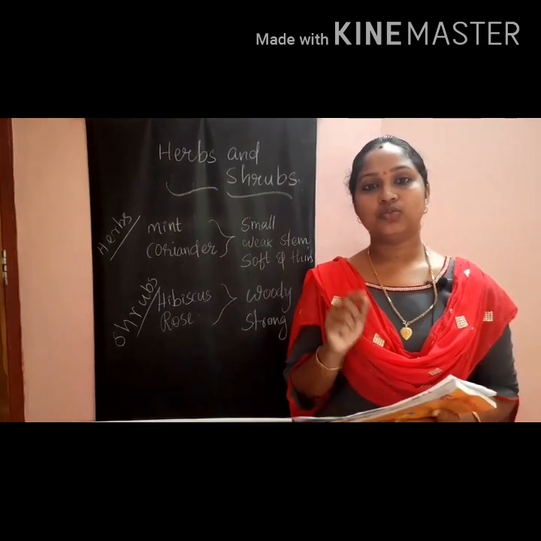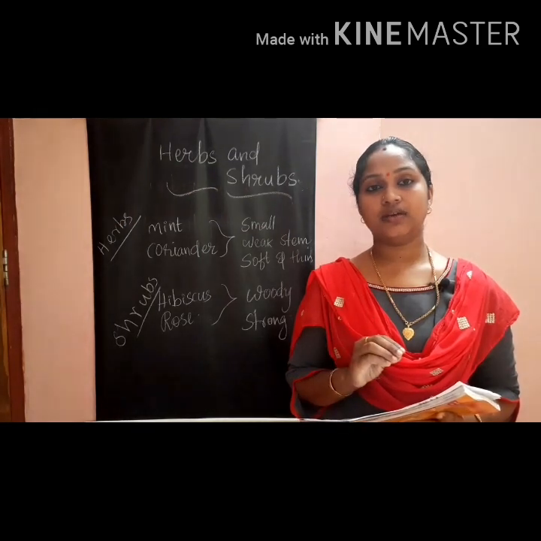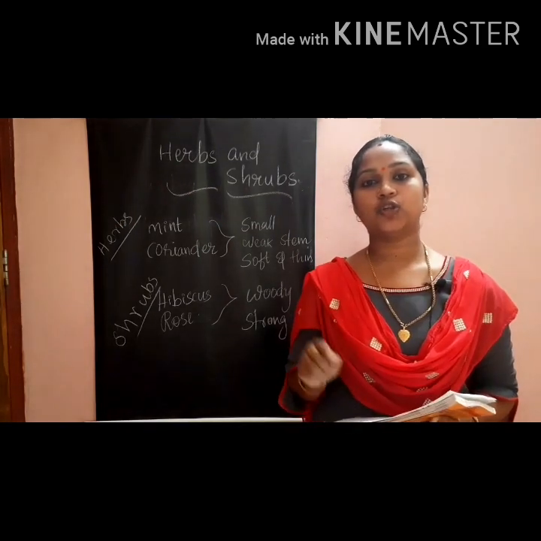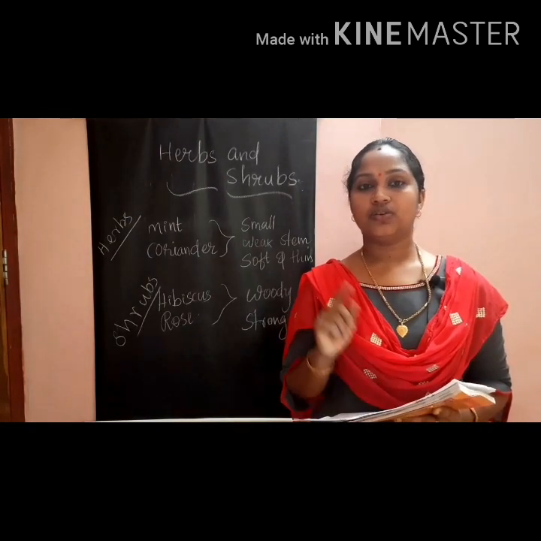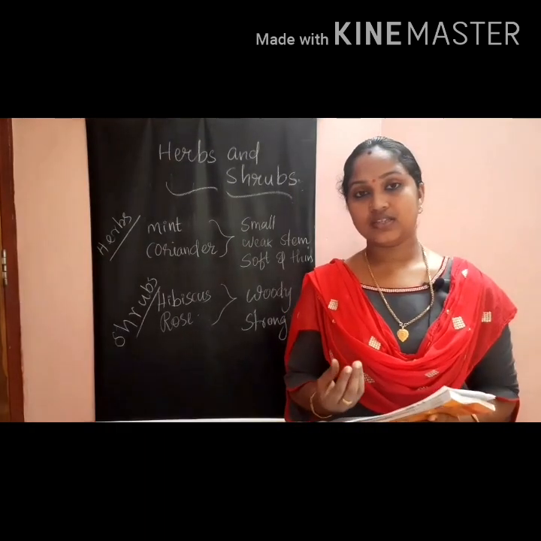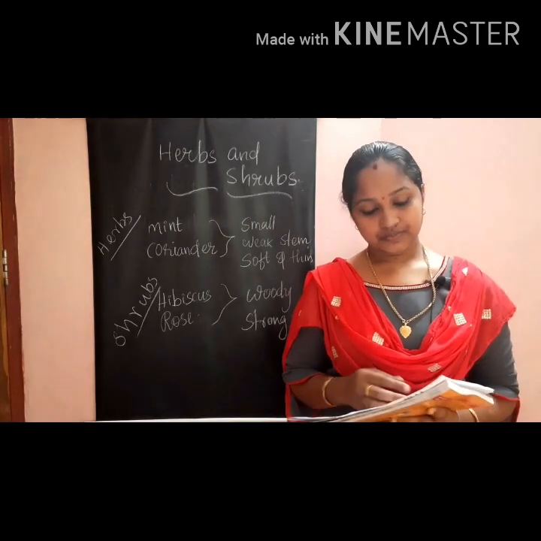Then circle shrubs and write reasons. Circle the shrub. 3 pictures are there. You have to circle the shrub. One is shrub among these 3 pictures. So you have to circle it as shrub. You have to write it.